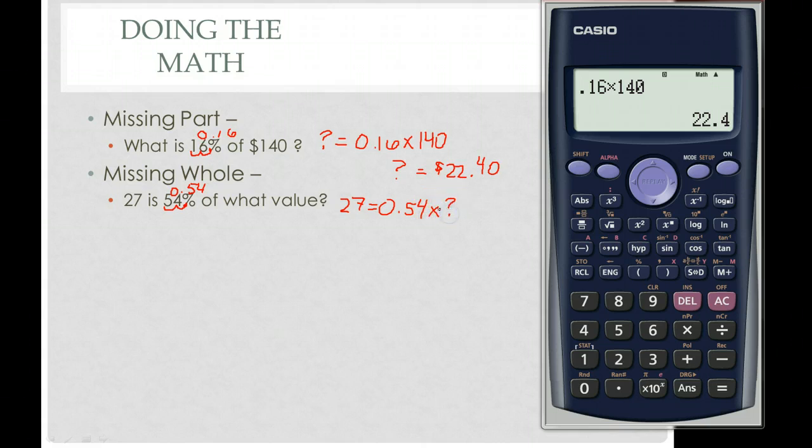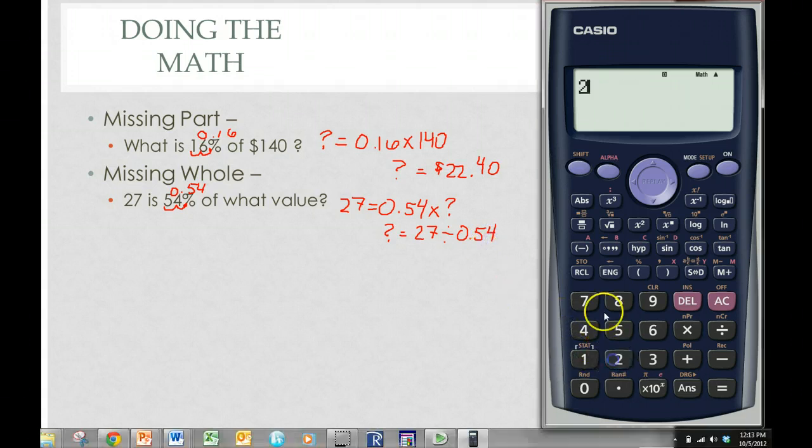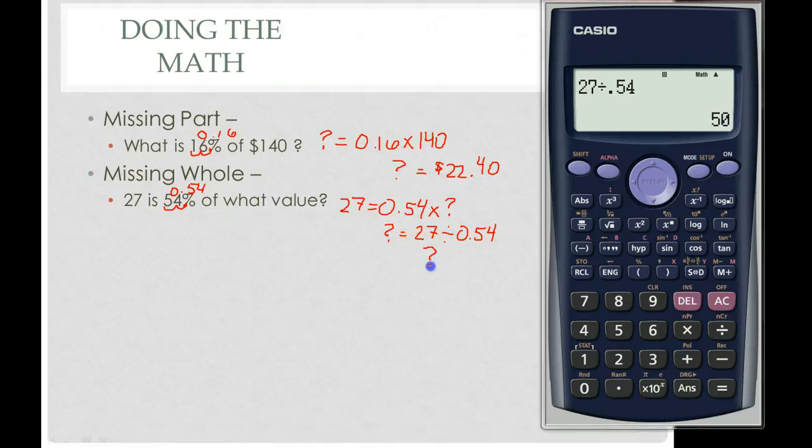I don't know. Alright, so since I don't know that one, I say my question mark is 27 divided by the number that I'm multiplying the question mark by. So 27 divided by 0.54. I get 50. So 27 is 54% of 50.